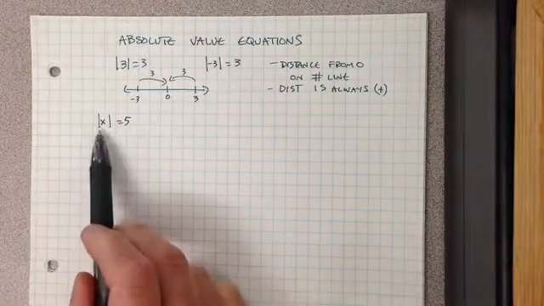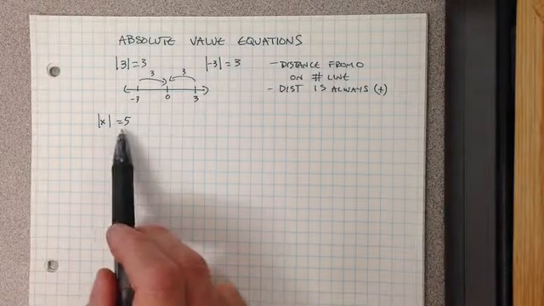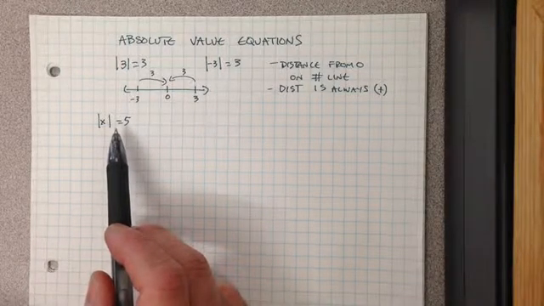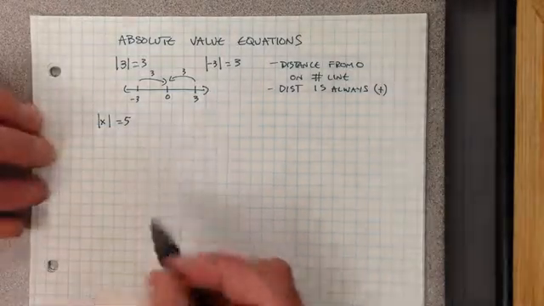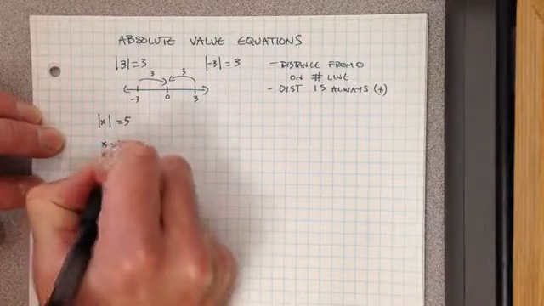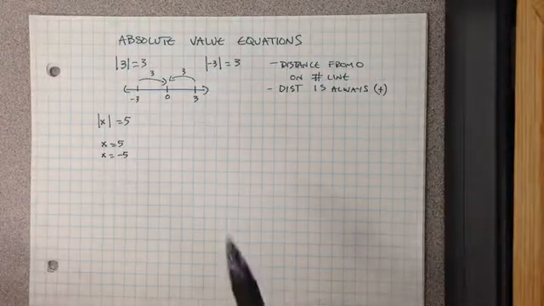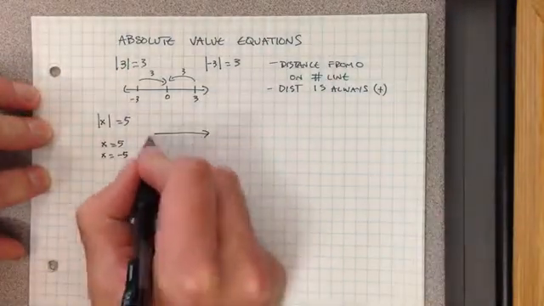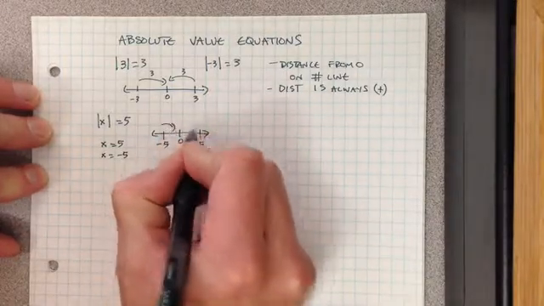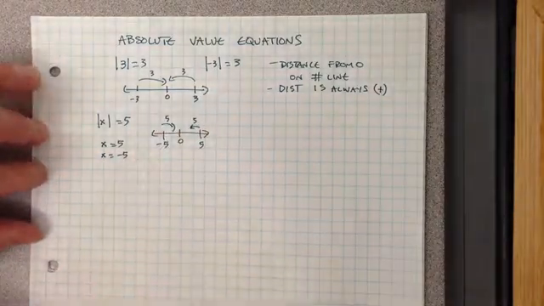The absolute value of what number is 5? What that is saying is, what number is 5 spaces away from 0? And really the question should be, what numbers? Plural, because there are 2. So x could be 5 and x could also be negative 5. Those are your 2 different answers. On a number line, you could have 5 and negative 5, and they are both 5 spaces away from 0.